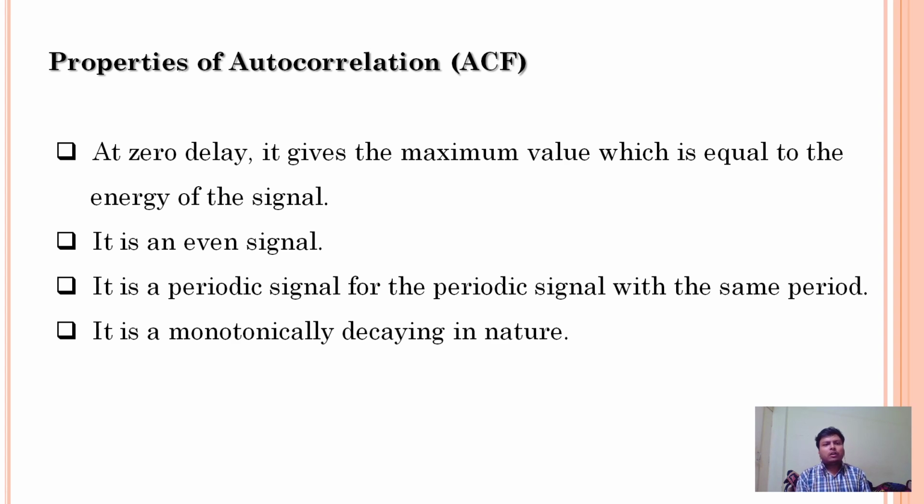Now, let's talk about some of the properties of the autocorrelation function. At zero delay, it gives the maximum value, which is equal to the energy of the signal. As it is self-understood, at zero delay the signal will coincide with itself, giving the square value, that is the energy. Also, it is an even signal. It is periodic for a periodic signal with the same period and aperiodic for an aperiodic signal. And finally, it is monotonically decreasing in nature.